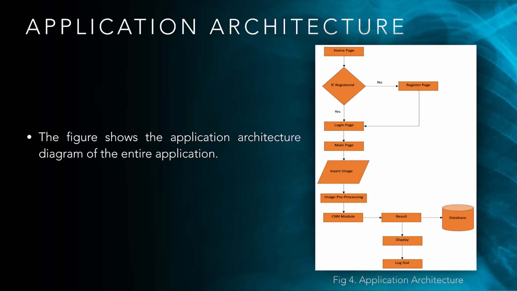After login, you will go to the main page where you can insert the X-ray image for processing. Once the image is inserted, pre-processing is done on the input image. After pre-processing, the image is then transferred to the CNN module. The CNN module does the prediction by extracting features and patterns from the image and gives us the result. The result is then stored into the database and displayed. After this, you can log out from your account.